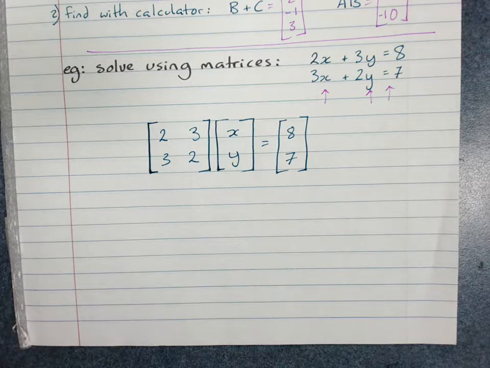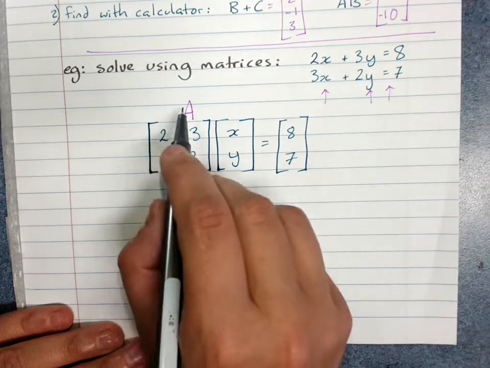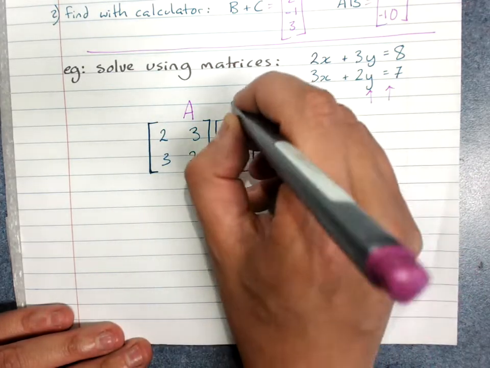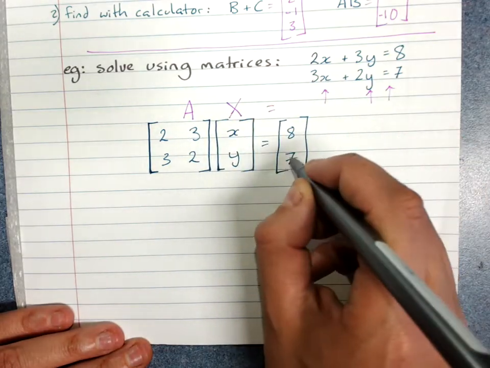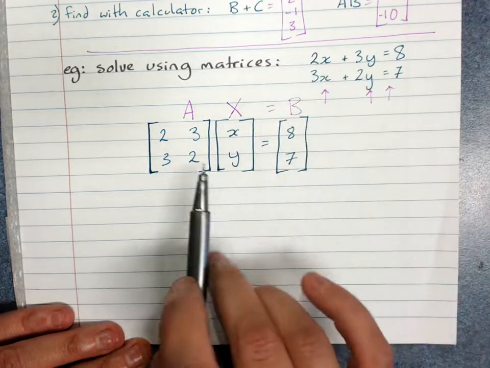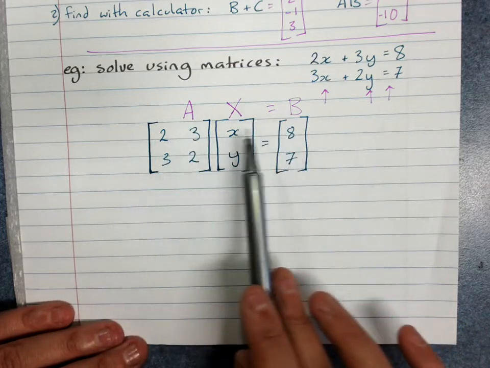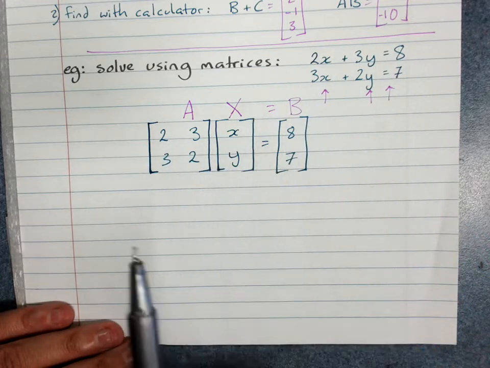What you do is you label A for the first matrix, x for your pronumeral matrix, equals b. So you remember we're always going to have ax equals b or xa equals b, but for solving simultaneous equations it's going to be ax equals b.